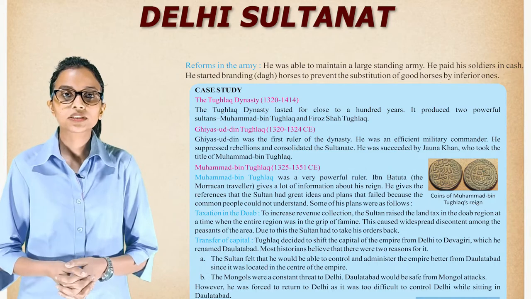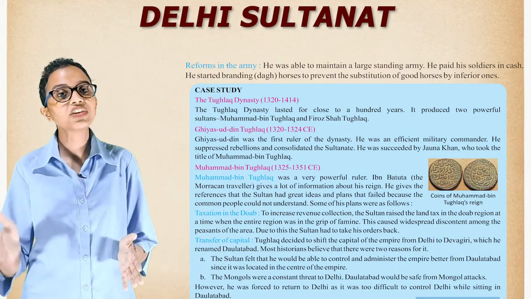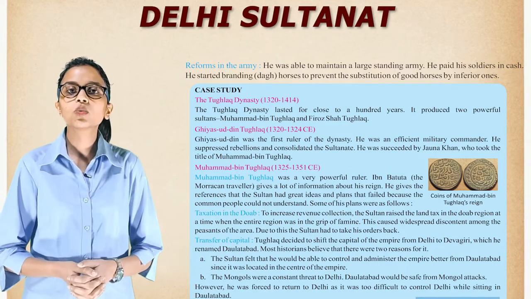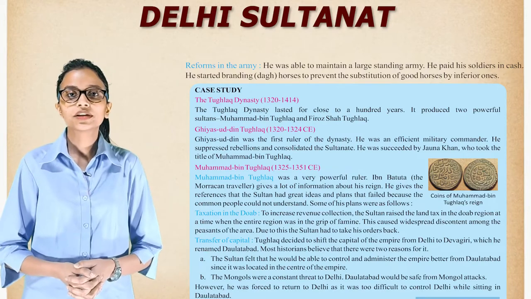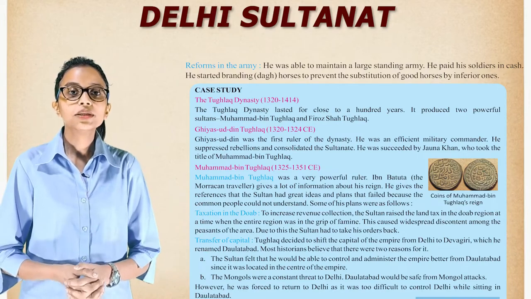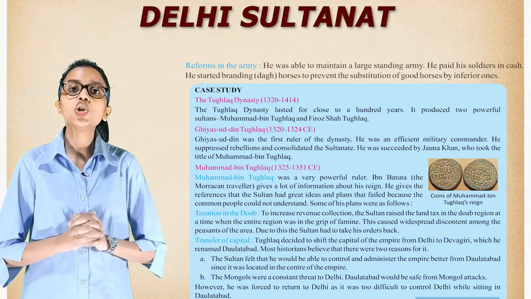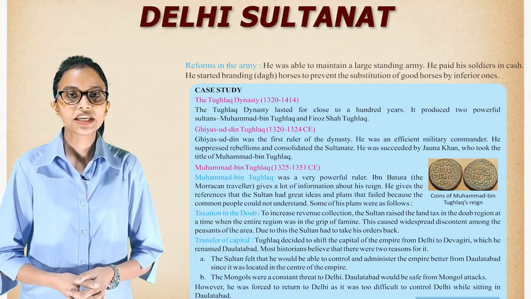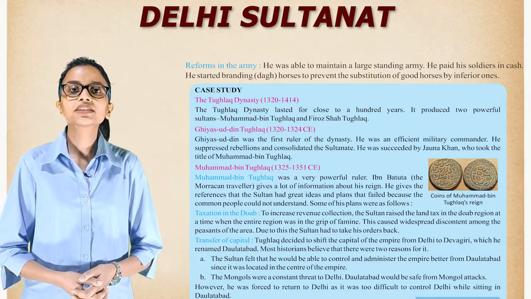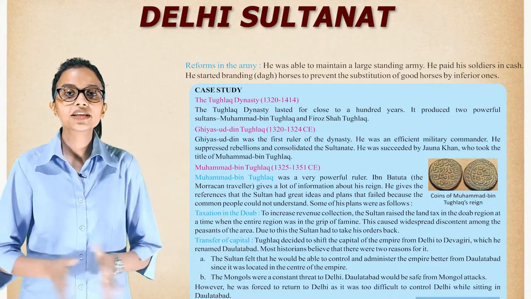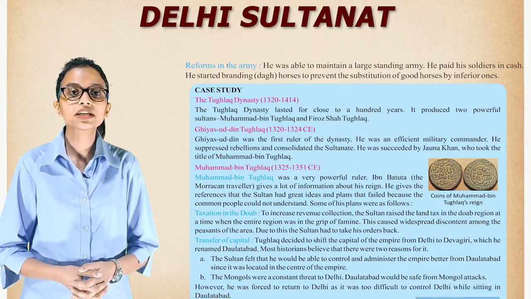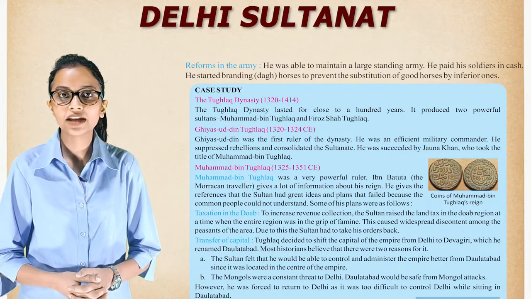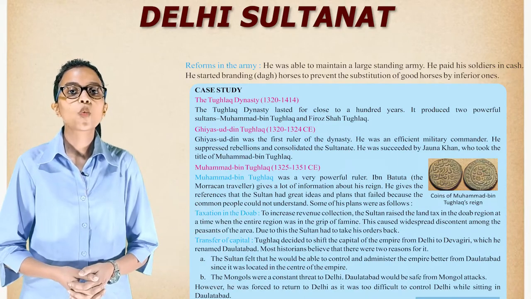Muhammad bin Tughlaq, 1325 to 1351 CE. Muhammad bin Tughlaq was a very powerful ruler. Ibn Battuta, the Moroccan traveler, gives a lot of information about his reign. He gives the reference that the Sultan had great ideas and plans that failed because the common people could not understand. Some of his plans were as follows.